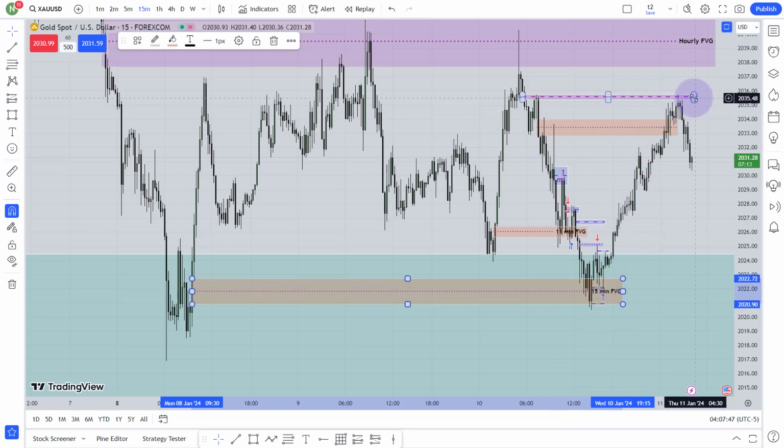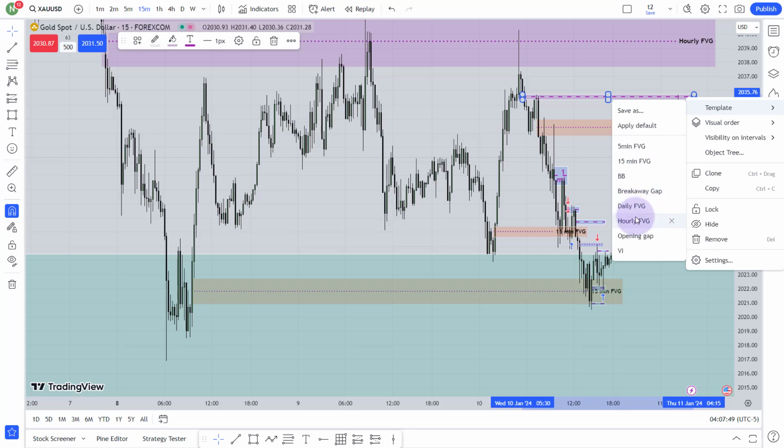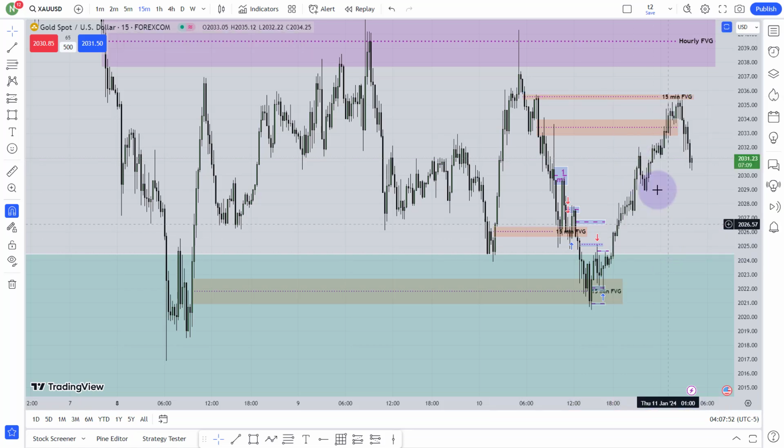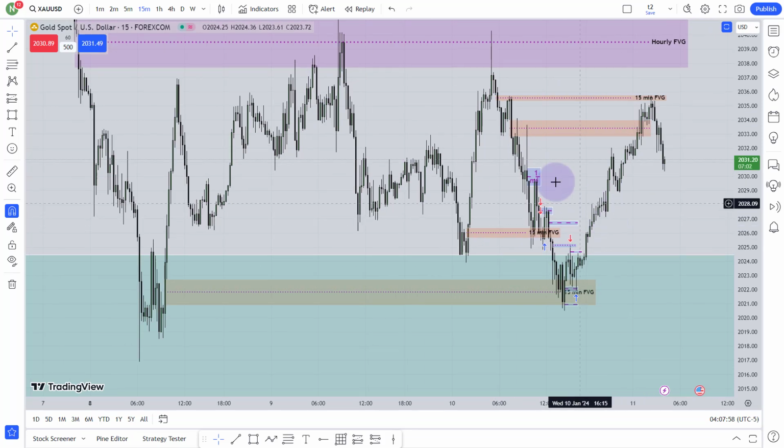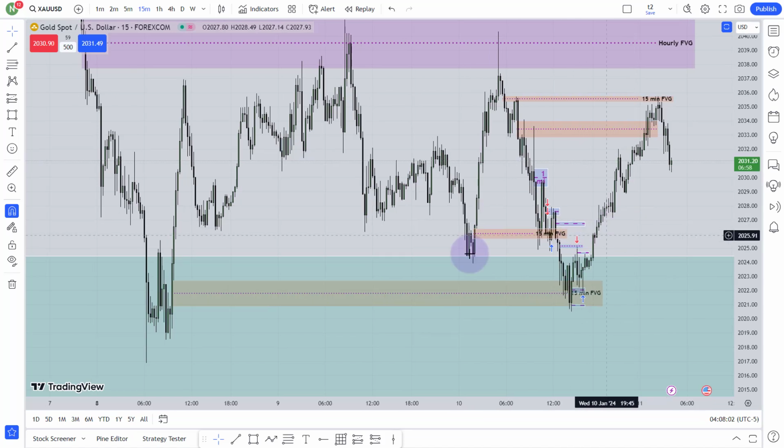So these are all from the 15-minute chart, and this is the last fair value gap. I have just changed the color. 1, 2, 3, 4 last fair value gaps. Now I'm going one after another. You will go to your chart and mark all of these levels. If you do this, you will learn. If you don't do it, you won't learn.